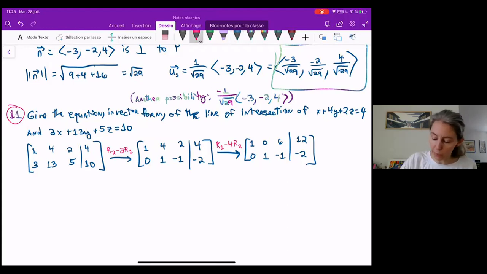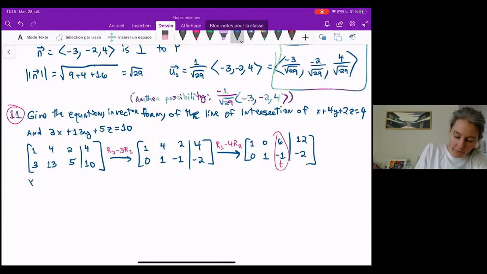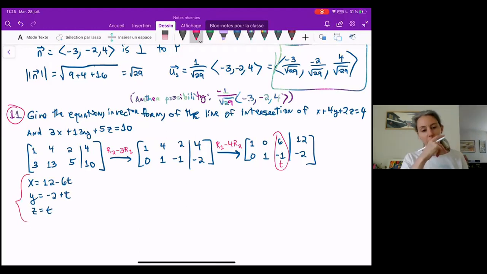Good news, because we were told it's a line, so we should only have 1 free variable. We're told that the intersection is a line. So that means we have 1 free variable. We define all of our variables. X is equal to 12 minus 6t. Y is equal to -2 plus t, and z is equal to t. This is my parametric equations.